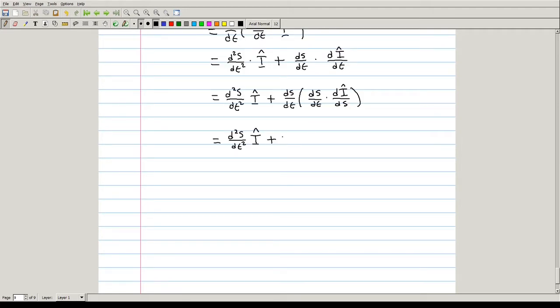So this is the same thing as (ds/dt) squared times the magnitude of dT/ds, multiplied by dT/ds over the magnitude of dT/ds.